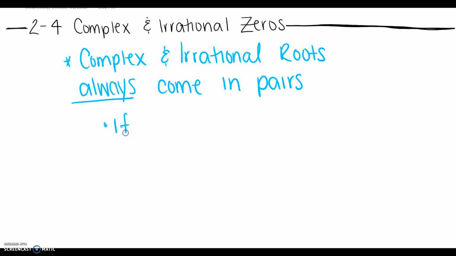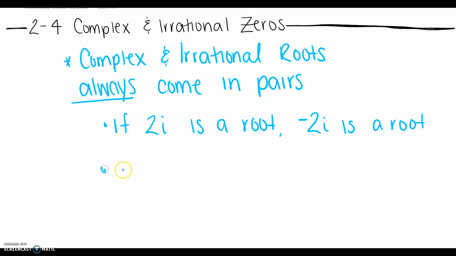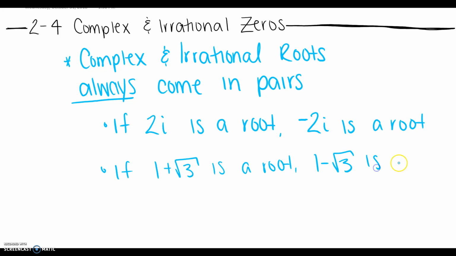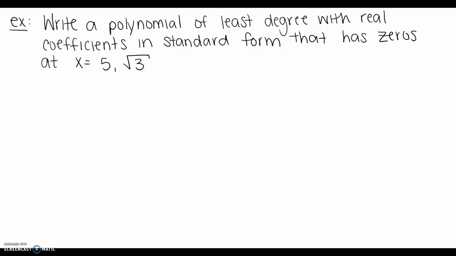So if we know that 2i is a root, then negative 2i has to also be a root. Or if we know that 1 plus the square root of 3 is a root, then 1 minus the square root of 3 is a root as well. So you really need to remember this, or you could mess up some of your problems. So we'll start with an example.